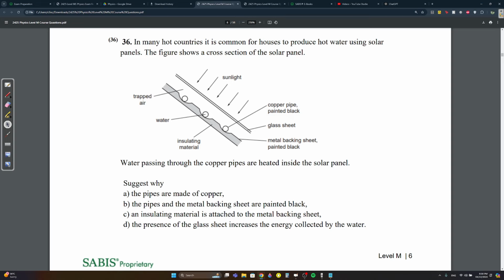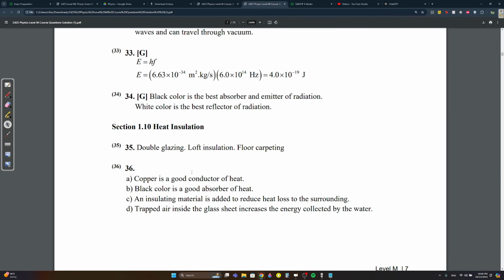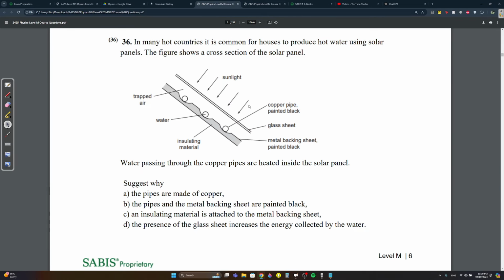Okay, why are the pipes made of copper? Actually, the pipes will be made of copper because they're good conductors. So when the heat from sunlight comes, we want it to hit the copper and conduct the heat to the water, right? Make it hot.